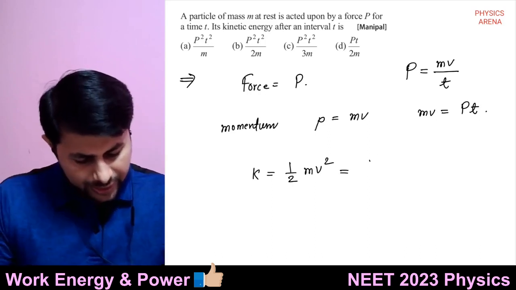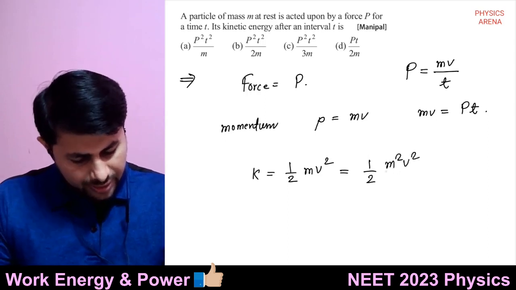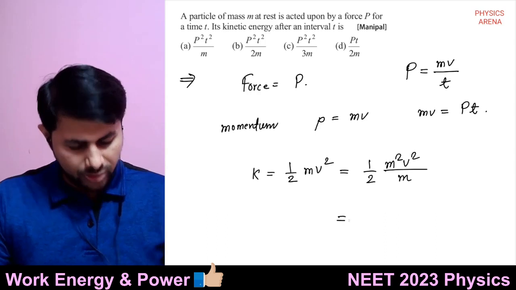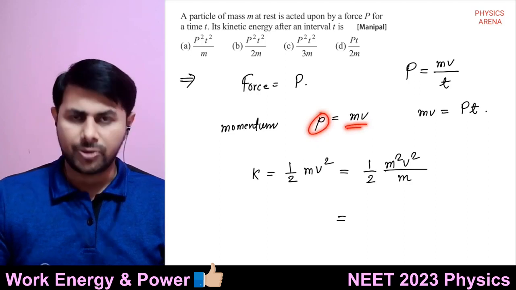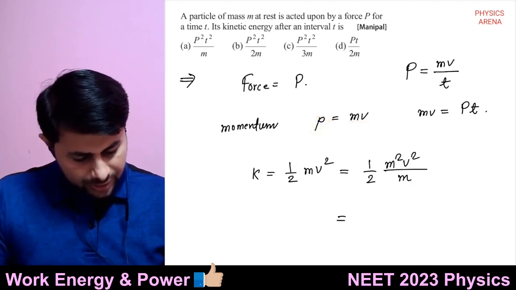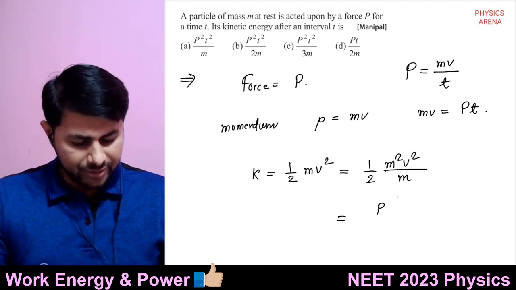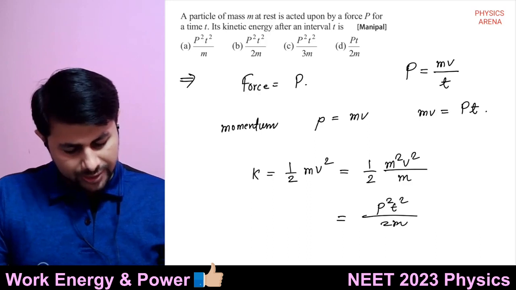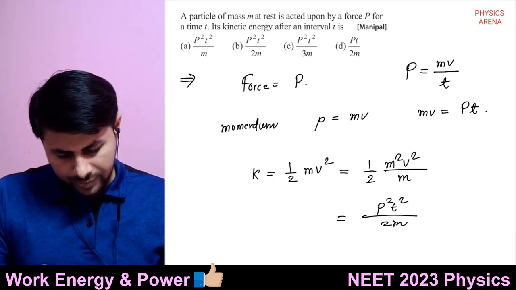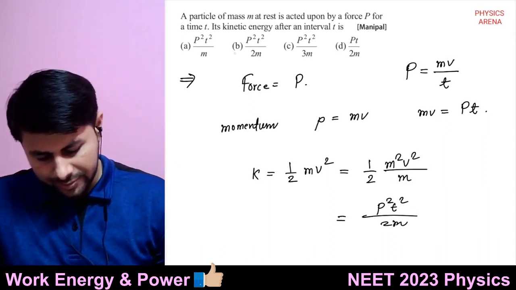Now you want kinetic energy, which is half of m into v square. I can write this as half of m square v square divided by m, or p square upon 2m. Which p? The small p, which is momentum. And mv can be written as P times t, so it is P square t square divided by 2m. So this will be the answer, option B.